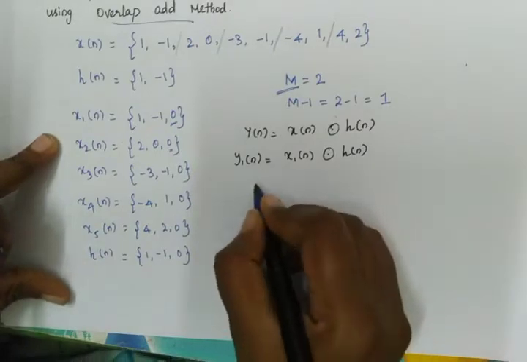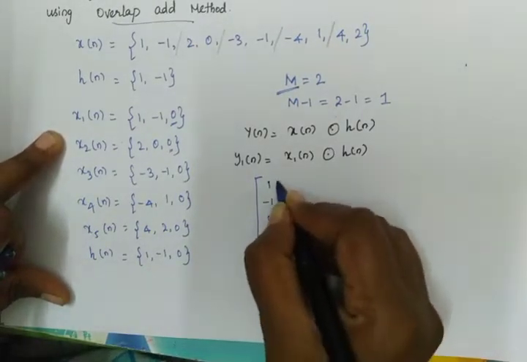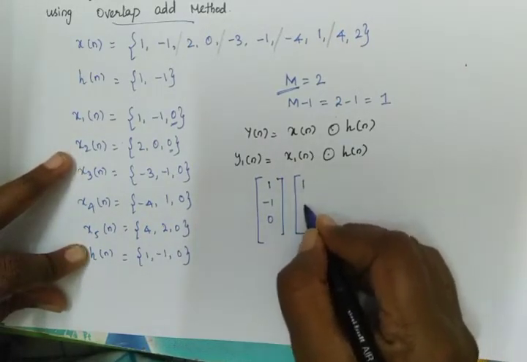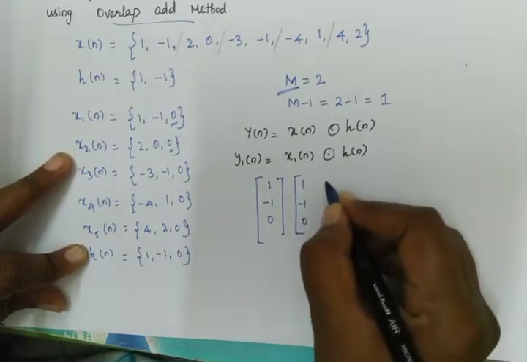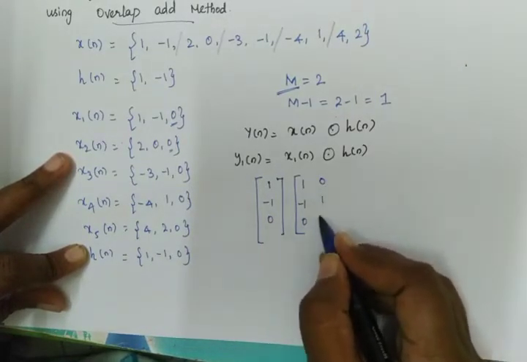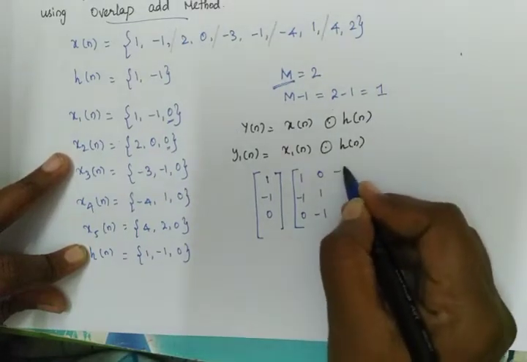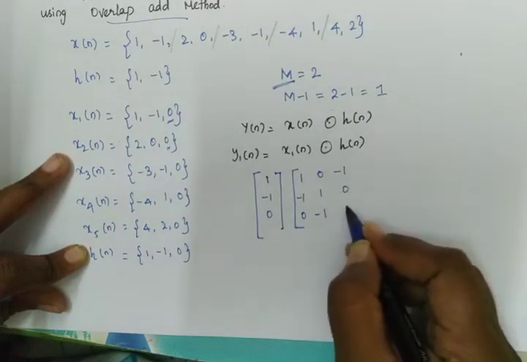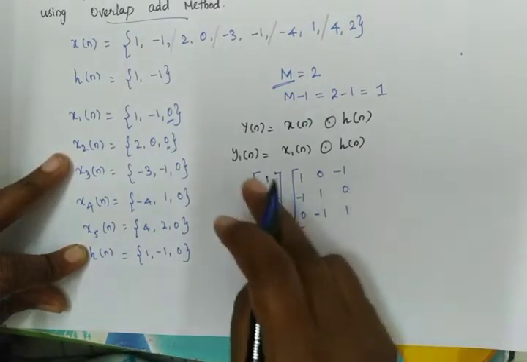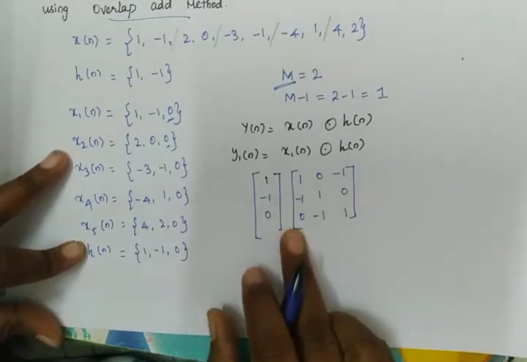x1 of n is equal to 1 minus 1 0, circular convoluted with h of n, which is 1 minus 1 0. Now circular convolute this first. This will be 0, then here we will have minus 1, then minus 1. So this minus 1 will go up. So take this 0, take this 1. Again, if you take this 1 here, the same thing will repeat, so no need to write that. So we will have 1 minus 1 0.